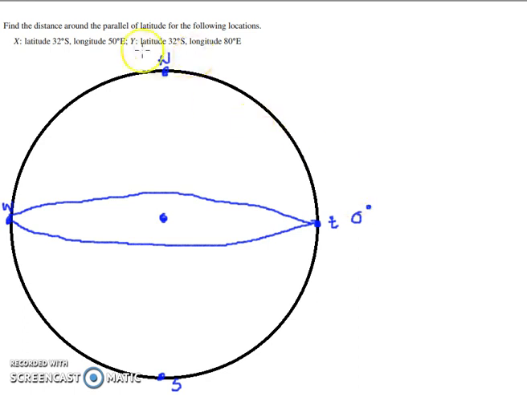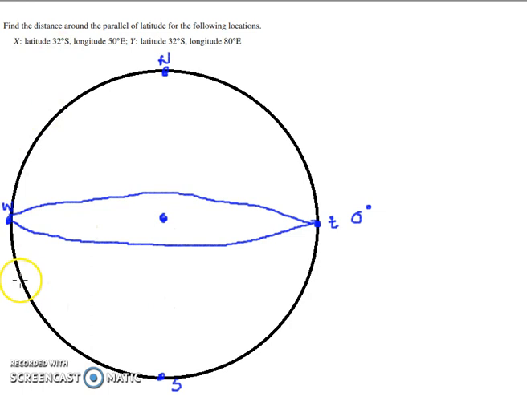This question's asking us to find the distance around the parallels of latitude of the following locations. 32 degrees south for the latitude, and the difference between longitude 50 degrees east and 80 degrees east. So what you need to do is draw it onto here, but because we've got different locations, it's hard to visualize it.